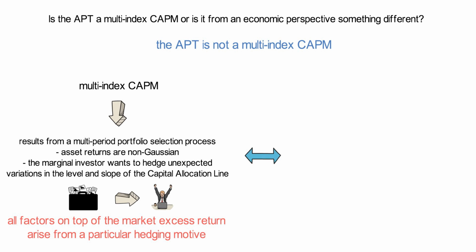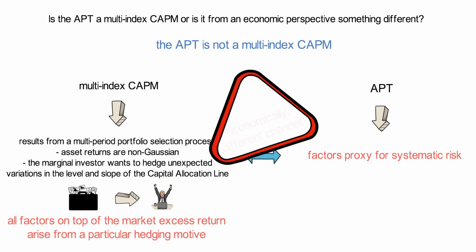Now, in contrast, factors in the APT are proxies for systematic risk in the economy. Now, economically speaking, that is a very different channel, even though both linear factor models could look the same from a statistical point of view.